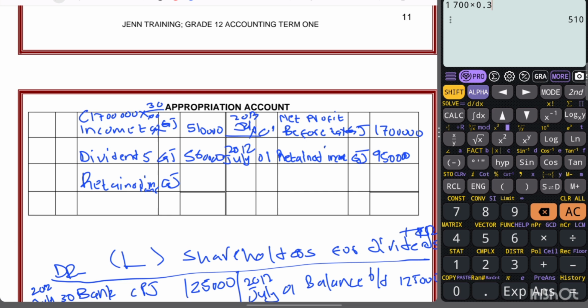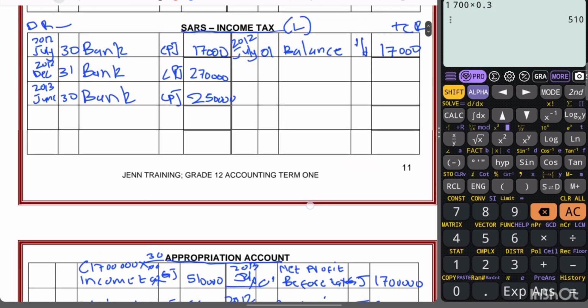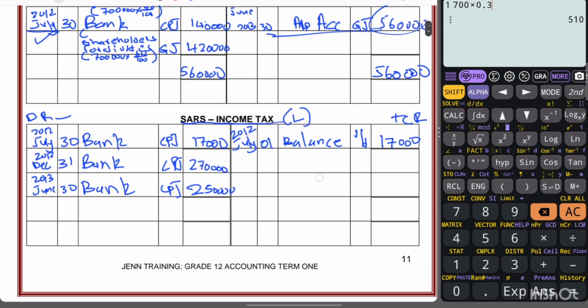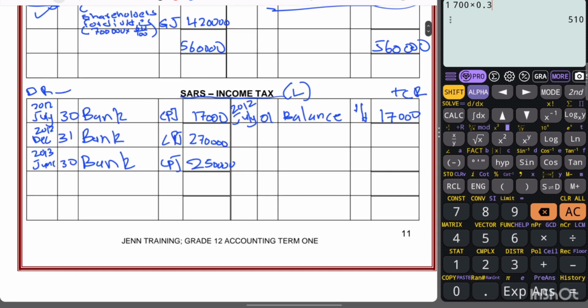Okay guys, then now we are done with our appropriation account. But remember there is a buying back. Now I'm going to manipulate the appropriation account and put the buying back now. But before manipulating it, let's close off all the other accounts.